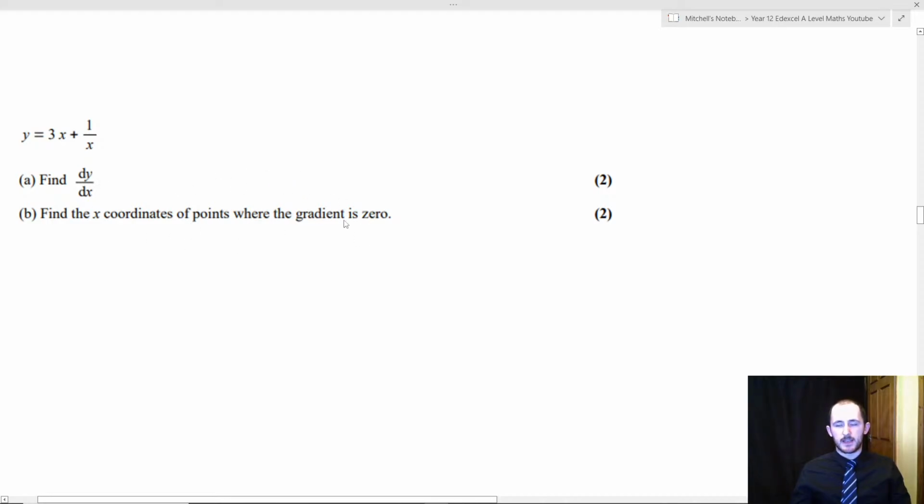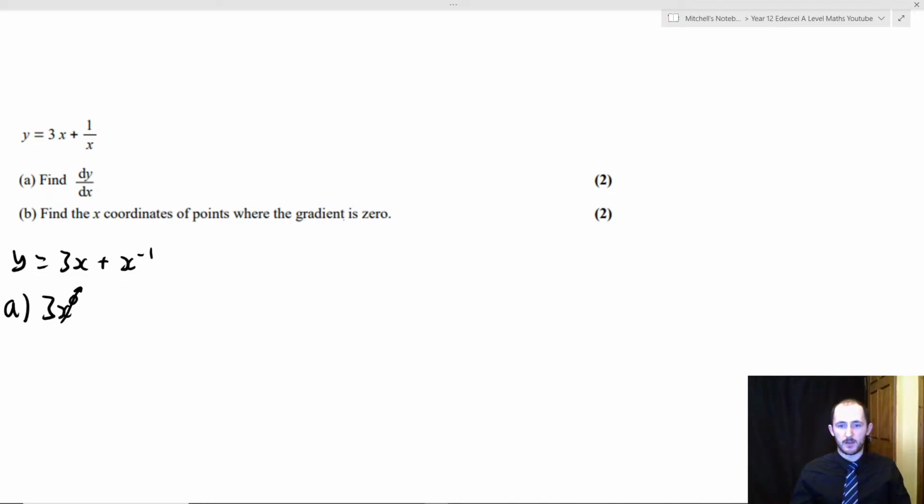Here are some other things that can get a bit interesting. So, we have y equals 3x plus 1 over x. So, I'm actually going to rewrite this again as x to the minus 1. And we need to first find dy by dx. So again, this power just disappears, right? Because it's 3x to the 1, so if we write x to the 0, that becomes 1. Plus, bring the minus 1 forward, x to the minus 2. So in other words, dy by dx equals 3 minus x to the minus 2.